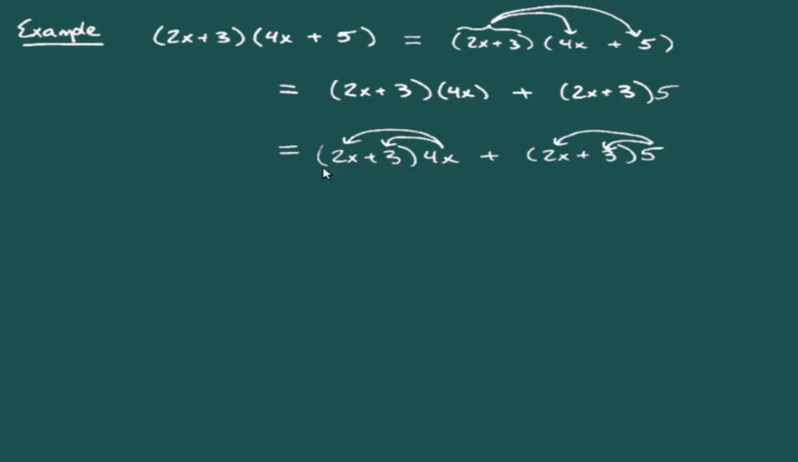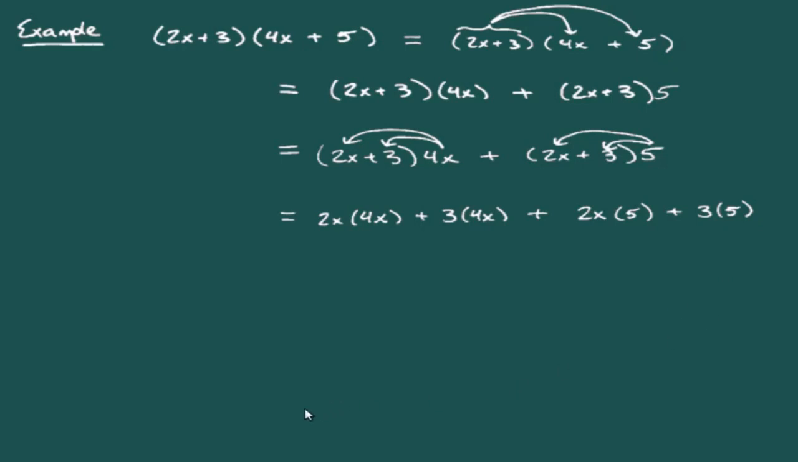Well, we used distribution one time, we can use it a couple more times. So the 4x is going to get distributed to the 2x, the 4x is going to get distributed to the 3. Then in the second one, we're going to have the 5 getting distributed to the 2x, and the 5 being distributed to the 3. So that's going to give us 2x times 4x plus 3 times our 4x plus our 2x times our 5 plus our 3 times our 5.